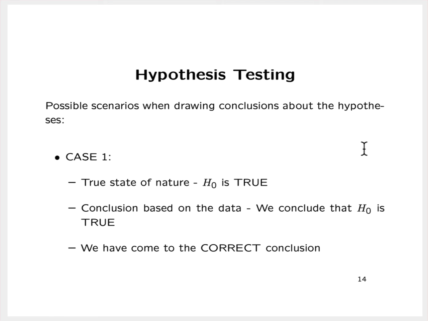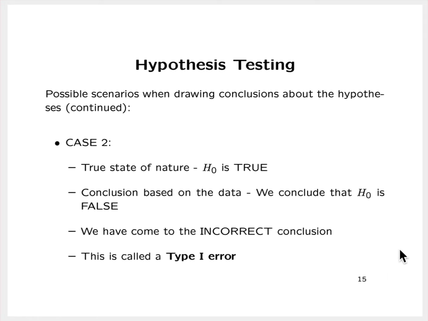Now, there are 4 possible scenarios when drawing conclusions about hypotheses. In case 1, the true state of nature is that the null hypothesis is true, and then the conclusion based on the data is that we conclude that the null hypothesis is true. And so when that's the case, we've come to the correct conclusion.